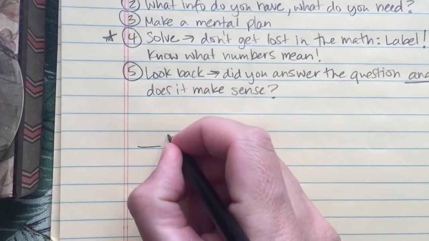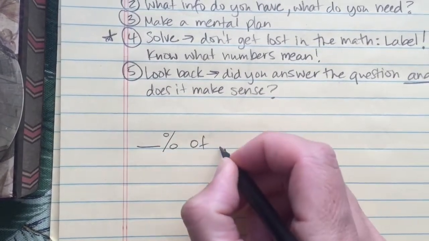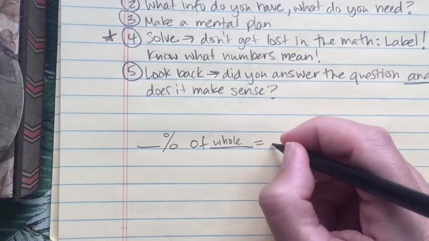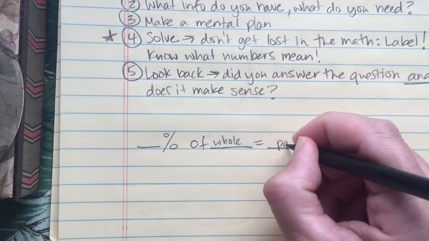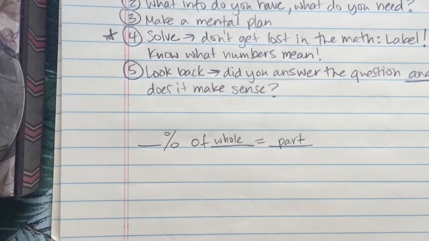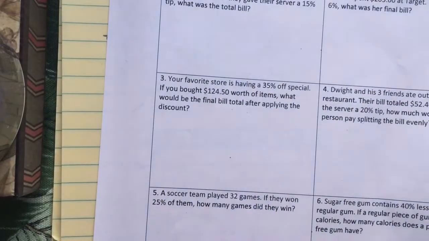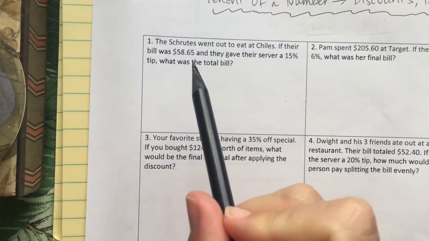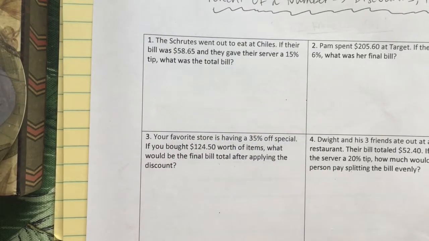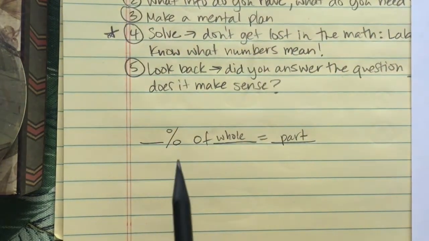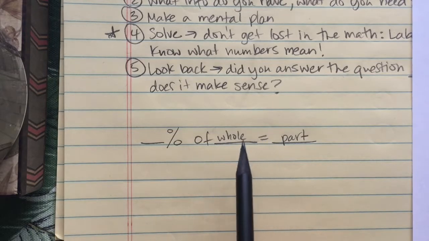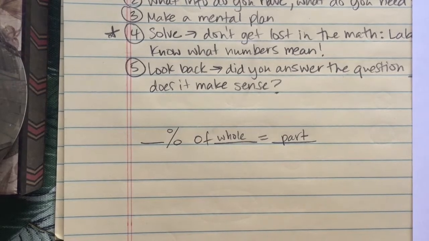So percent of whole equals part. Now, when you're dealing with word problems, the most important thing is when you are looking at the word problem, you have to figure out which of these is the whole, which is the part, and which is the percent, and you need to put them into the right place. So let's talk about what these words might be disguised as in a word problem.